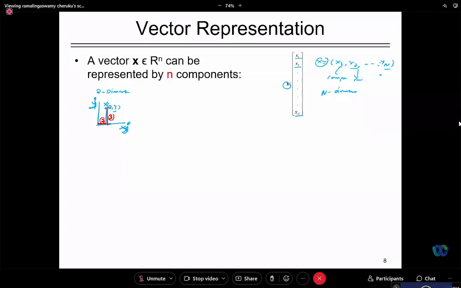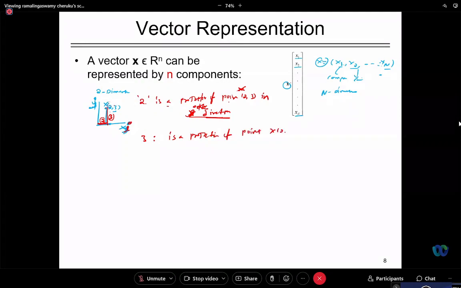How can I interpret 2? 2 is the projection of point x, 2 comma 3, in the x-axis direction, that is, the i direction. And 3 is the projection of point x, 2 comma 3, in the j direction.